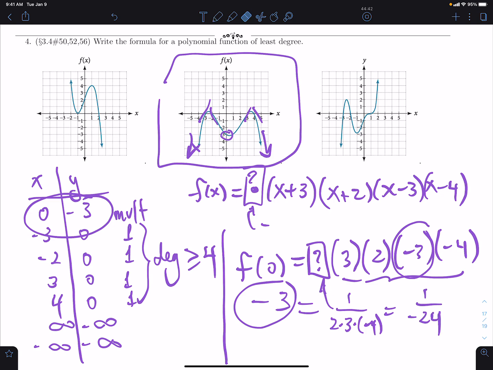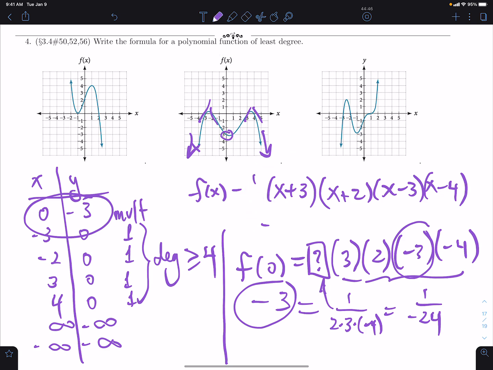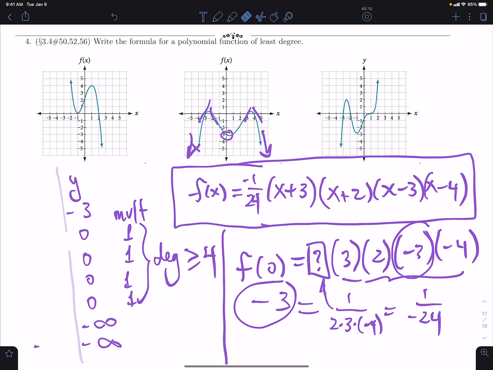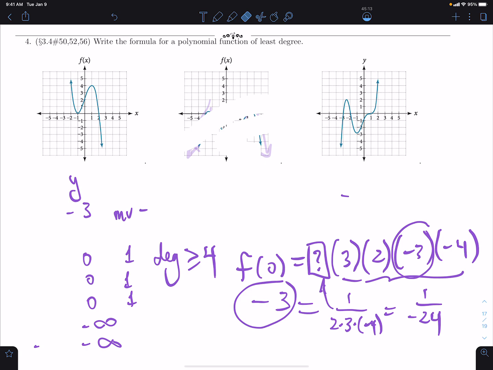So we can put this all together. Let's put in the coefficient, -1 over 24, times those 4 factors, and that's going to be a degree 4 polynomial that has those 4 x-intercepts, each of multiplicity 1, and with that -1 over 24 leading coefficient will match the y-intercept as well. Okay, one more of these. Let's erase this and go to one more of these.